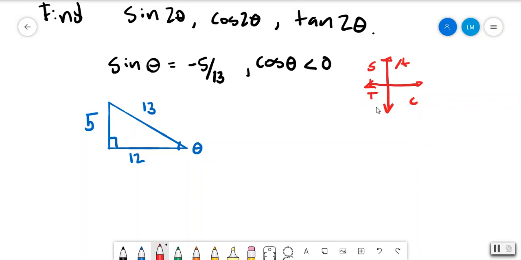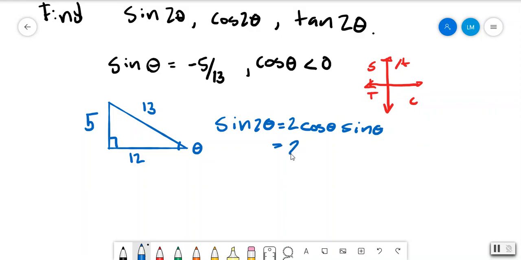Okay. Now, we know that, for example, we can find sine 2 theta. So sine 2 theta accordingly is equal to 2 cosine theta sine theta. It doesn't matter which one came first. It's all the same. So here's what we'll do.